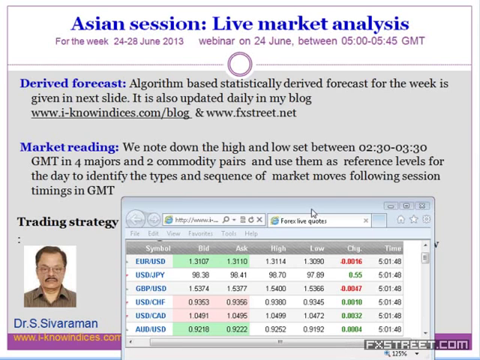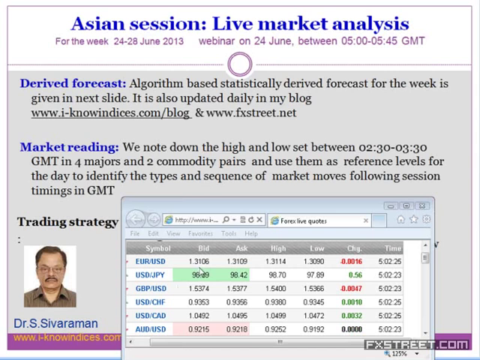So for that we will be using the market timing and the live market code page, and also see whether they are making the USD gaining move or the USD weakening move or the contrarian move. So before going to the forecast for this week, let me explain to you the market reading technique.